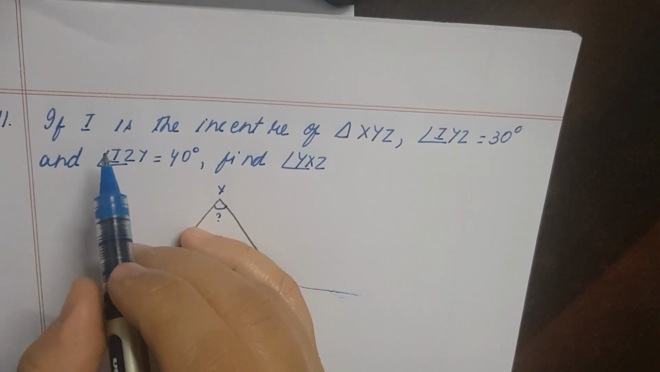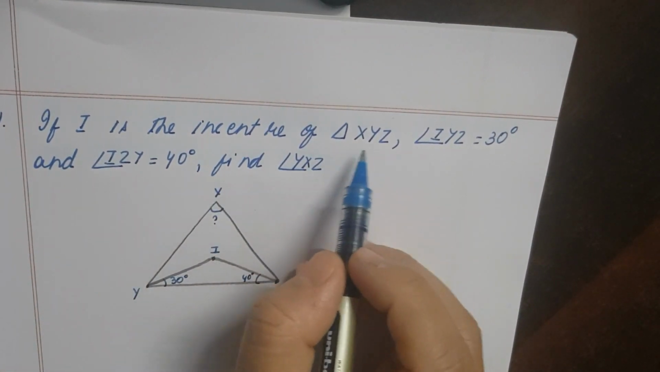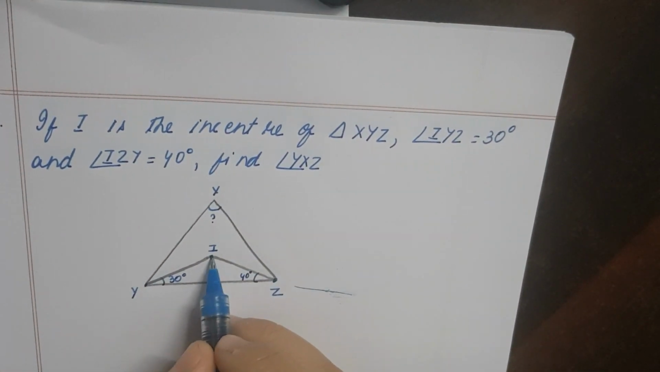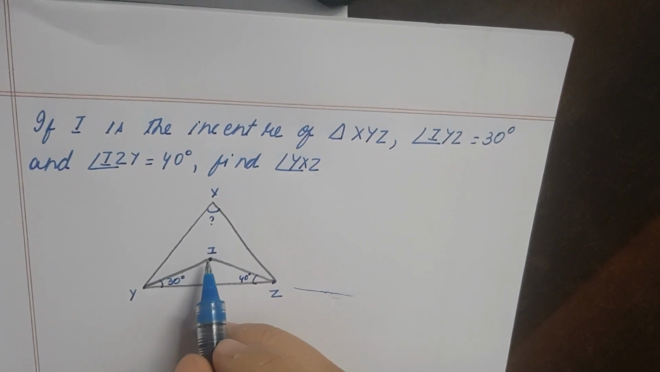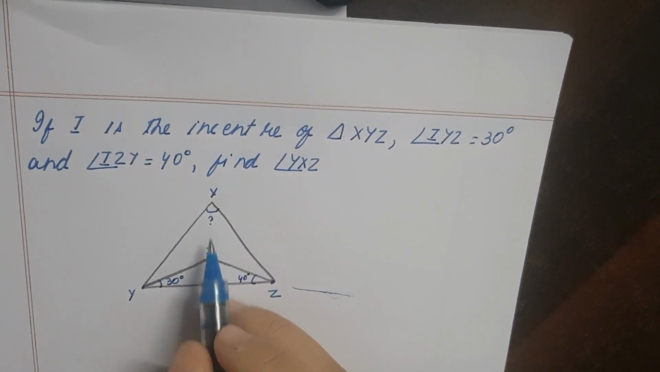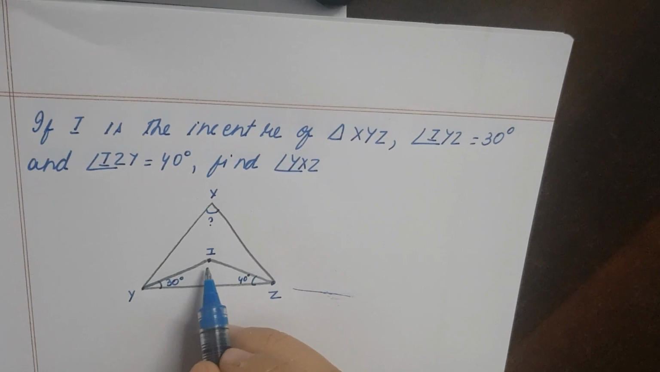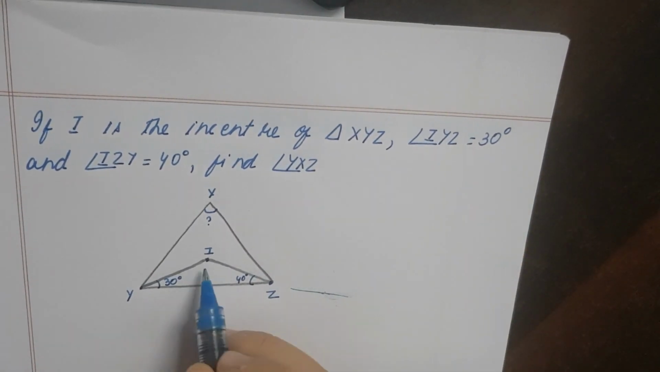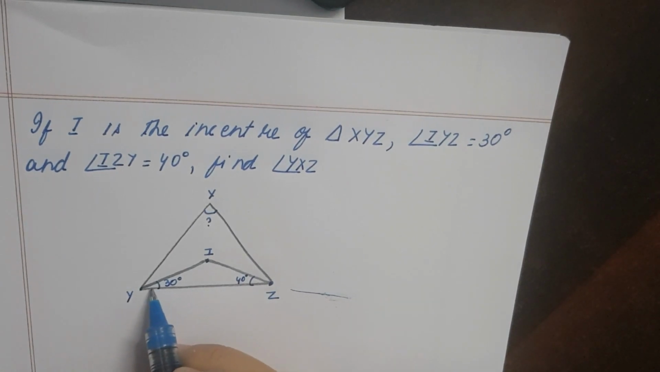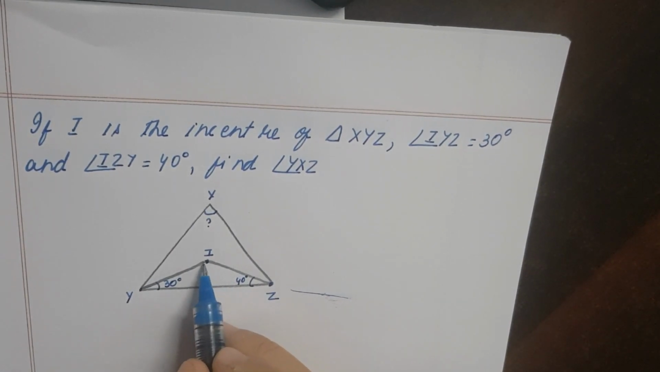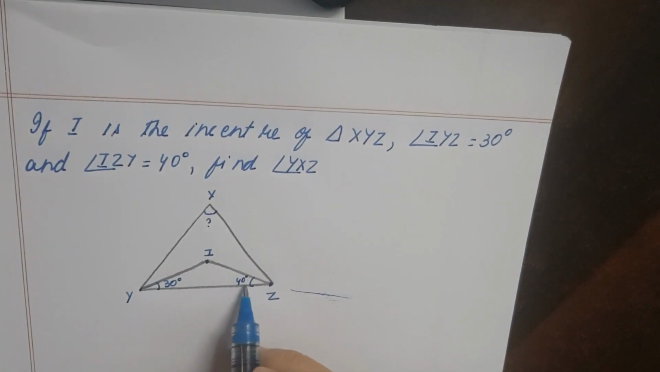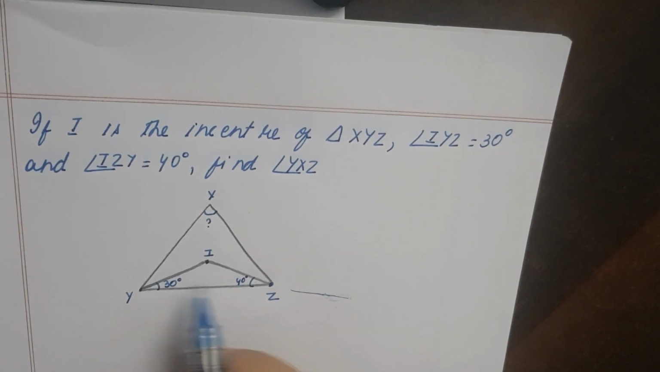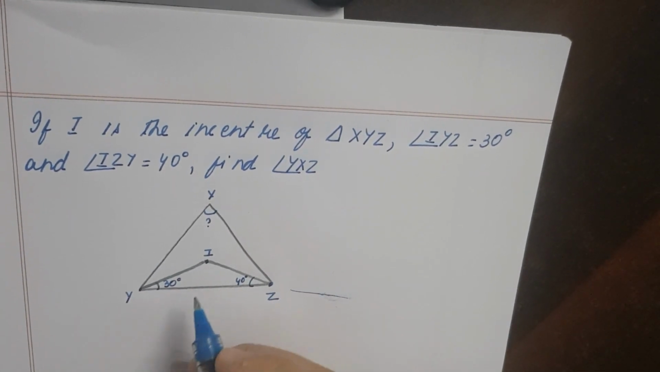Sum 11. If I is the incenter of triangle XYZ. So they say I is the incenter. So what is the incenter? It is the point of concurrence of the 3 angle bisectors. So angle IYZ is given as 30 degrees. Similarly, IZY is equal to 40 degrees. And from the incenter, the sides are always equidistant.